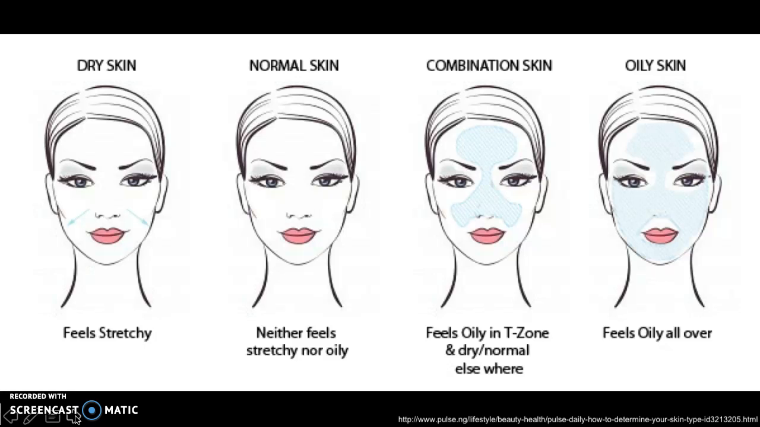So the T-zone gets its name because of the areas that it covers. The top part of the T would stretch across your forehead, and then the bottom part of the T stretches down the bridge of your nose to the tip of your nose. So your forehead and your nose area would be oily in your T-zone. And the next type of skin is oily skin. That's oily skin all over, produces more oil than usual.